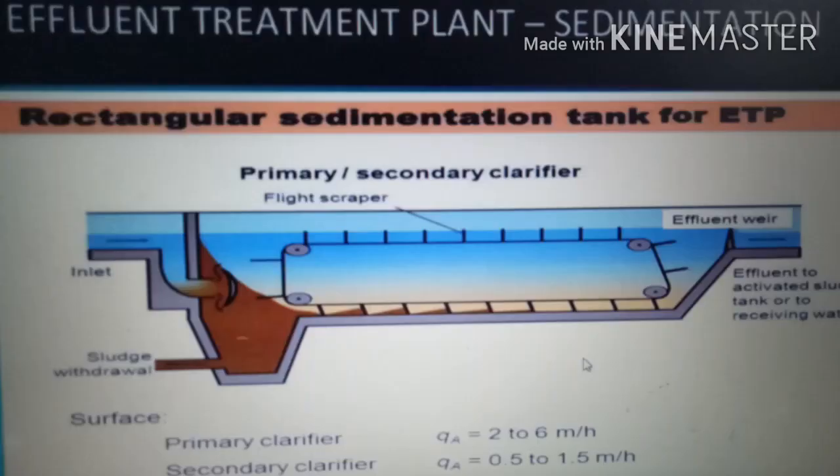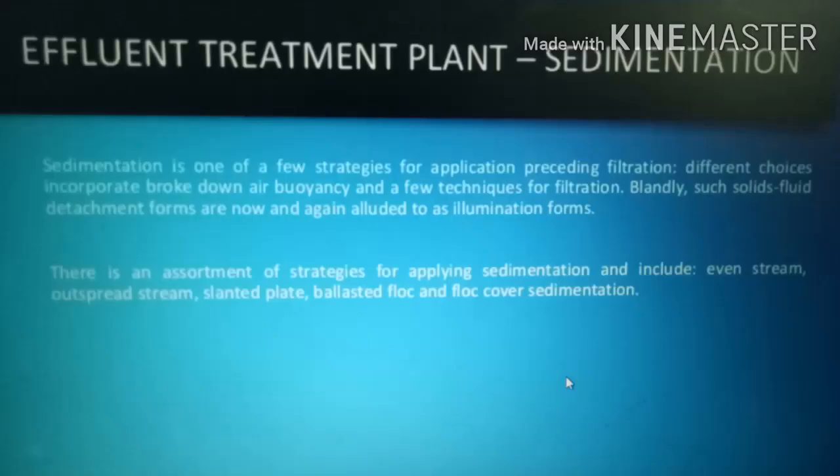So in the rectangular sedimentation tank for ETP, there are primary and secondary clarifiers, a flight scraper, inlet and effluent weir, and there is effluent to activated sludge tank or to receiving water, and a sludge withdrawal also. The surface overflow in a primary clarifier is 2 to 6 m, and in a secondary clarifier 0.5 to 1.5 hour. So in effluent treatment plant, sedimentation is one of the few methods of application preceding filtration.